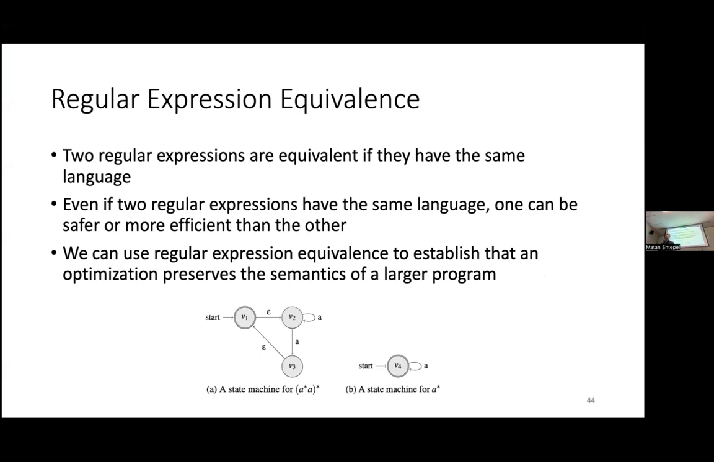This is an interesting problem because even if two regexes are equivalent, it's possible that one of them is safer or more efficient to evaluate than the other. And if we have a regex equivalence proof, we can use that to establish that some optimization for regular expressions preserves the semantics of a larger program that uses those regular expressions. Now, one reason why regex equivalence is a relevant problem for software development is that the use of these slow or unsafe regular expressions can lead to serious harm in practice.